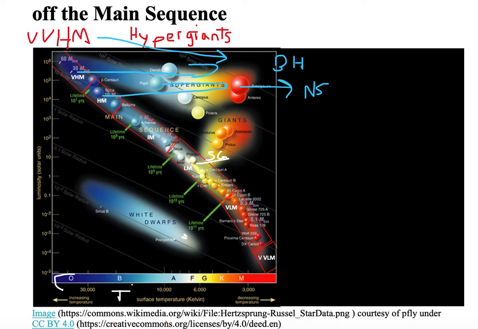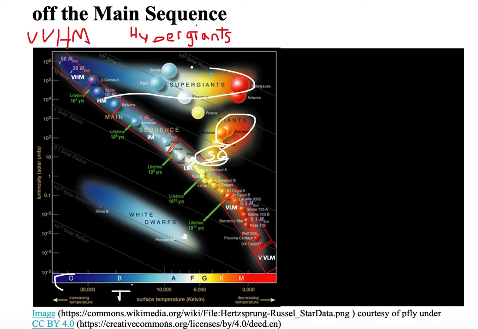Now, one thing that is different for both high mass and low mass is that the giant stars of the low mass do not evolve into supergiants. These low mass stars evolve into subgiants and giants, whereas the high mass stars evolve into supergiants, and the very, very high mass stars evolve into the hypergiants.